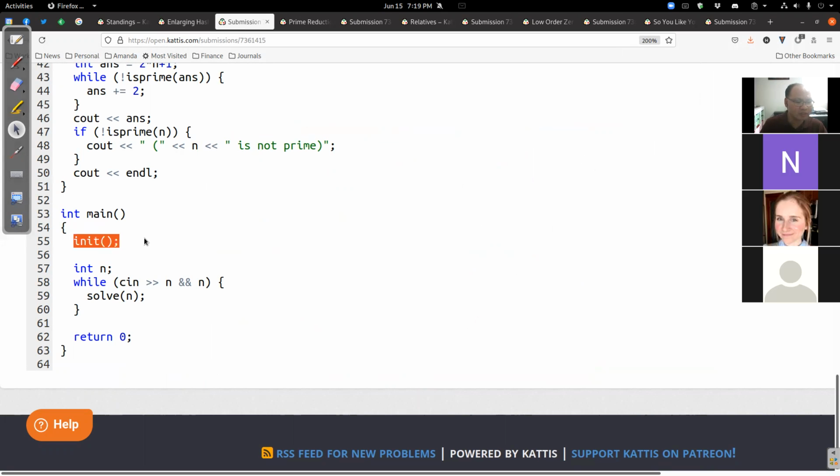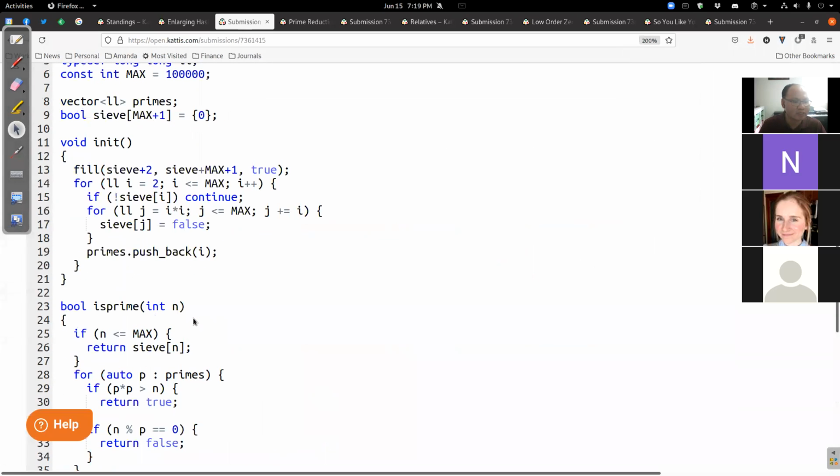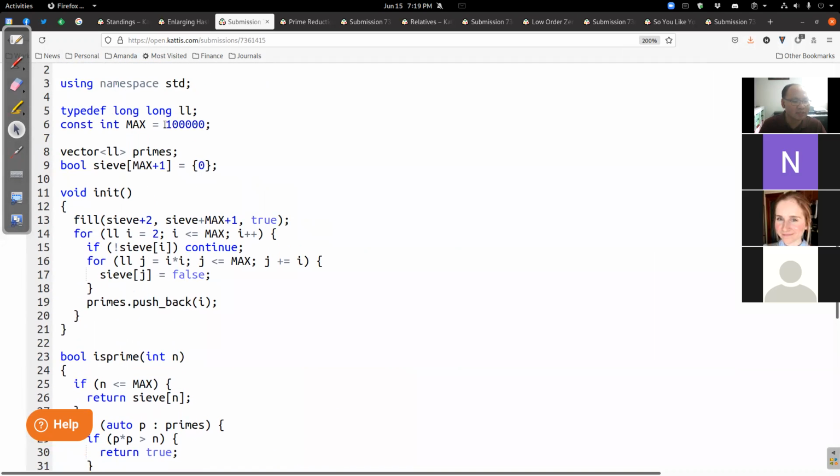There's an init which computes all the primes that I need with a sieve, and then I solve all the cases. So what do I do with my sieve? As I said, you only need up to 60,000, 65,000 or whatever, but I just made it 100,000. Doesn't really matter too much. Then I have a sieve. At the beginning I set everything to be false, and then I set everything to be true except 0 and 1.